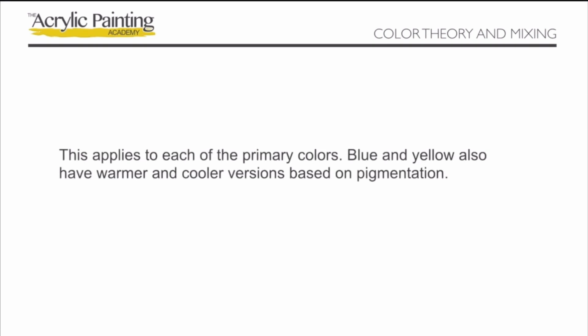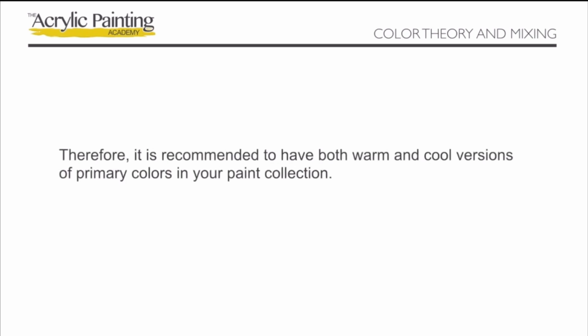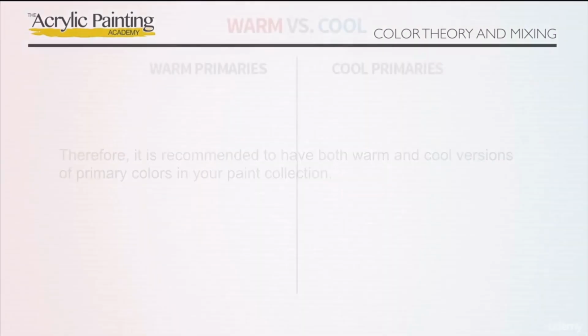This applies to each of the primary colors. Blue and yellow also have warmer and cooler versions based on pigmentation. Using multiple warm and cool versions of primaries will lead to a greater variety of colors that can be mixed. Therefore, it is recommended to have both warm and cool versions of primary colors in your paint collection.